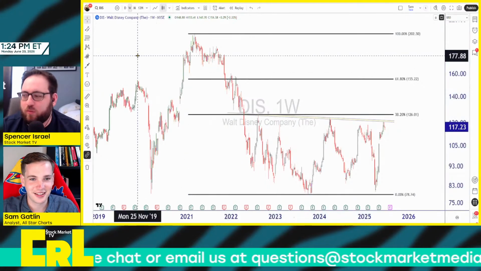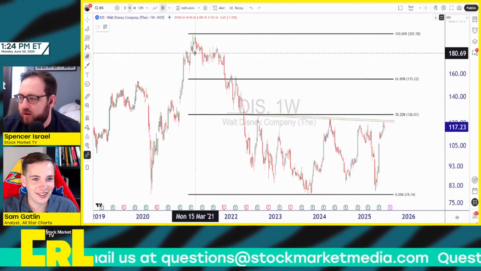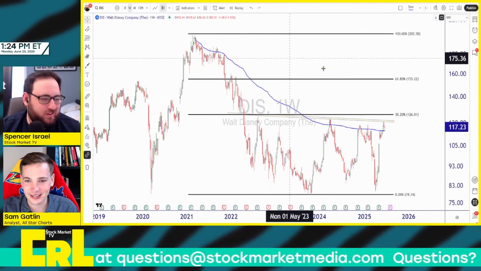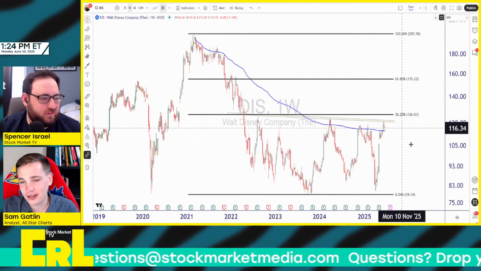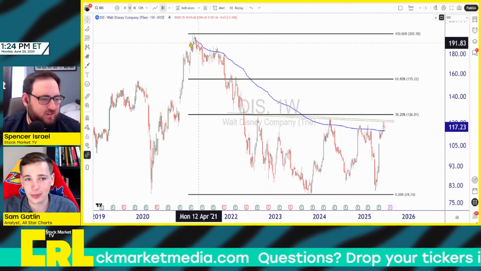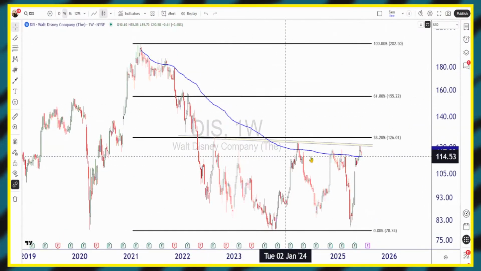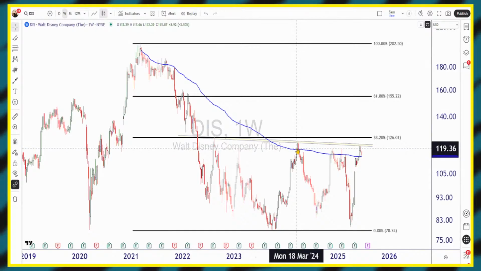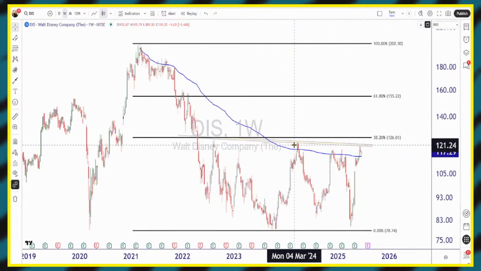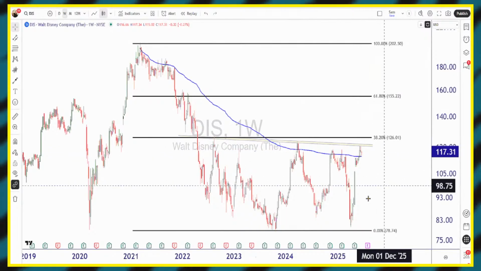How many times are we going to test 130 here? Is that 130 or 120? Right? Man, 120. I don't know. It's going to take a lot. And it could be ready to go right now, Spencer. Here it is hanging out above this VWAP anchored to this 2021 peak. This does kind of look different than, look at how it broke above this VWAP in Q1 of 2024 and just immediately got slammed. But look at how long it's been hanging out above it now, Spencer.